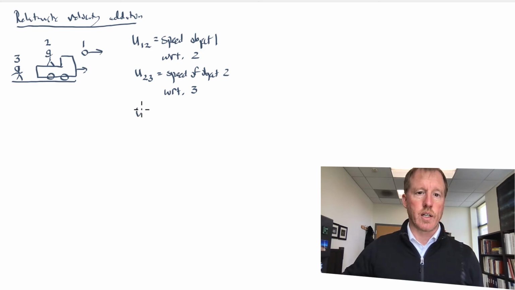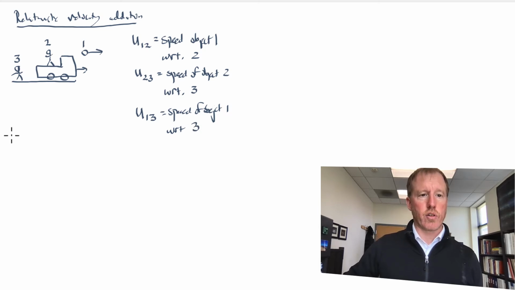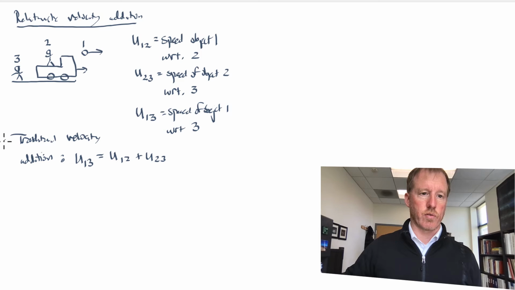And what we want is a formula for the velocity of object 1 as measured by person 3. That is the speed of object 1 with respect to 3. Okay? The traditional velocity addition, which we are going to modify, by the way, since it ends up not being quite correct according to the theory of relativity, was that u13 was just equal to u12 plus u23. Okay, so that's where we had started our discussions of relativity.